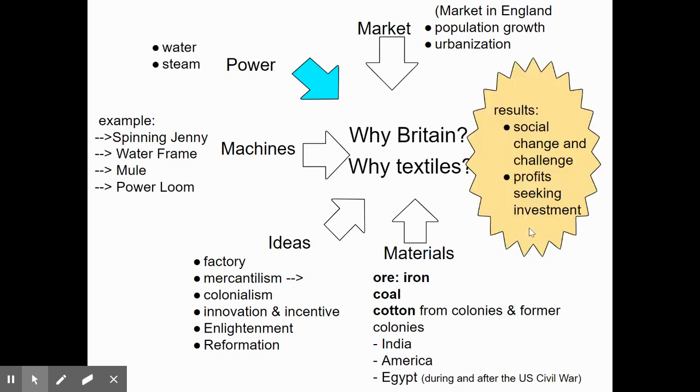What are some of the results? Social change and challenge and tremendous profit. Profit seeks investment. If you have profit, you want to put it somewhere. You don't want to just save it. You want to put it somewhere if you're a business person. So that inspires imperialism and further industrialization. So we have kind of this growth cycle that occurs in Britain.